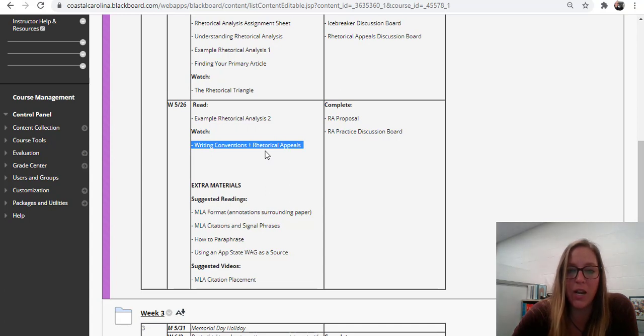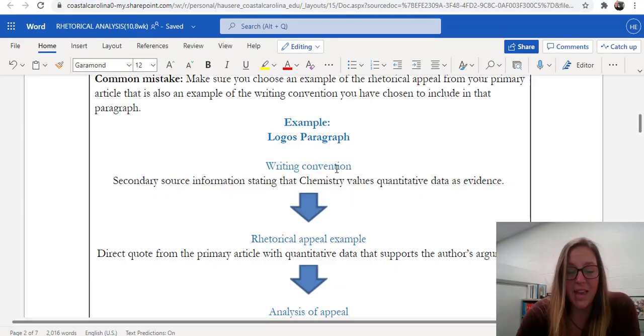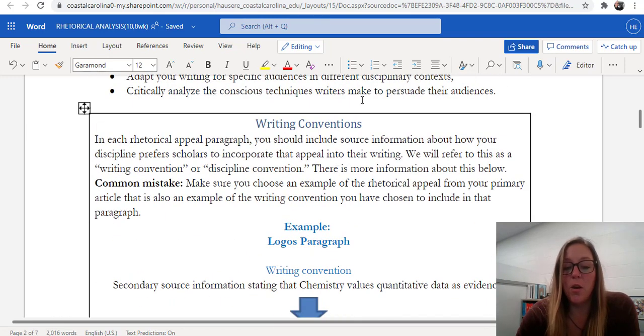So that's why we're trying to incorporate both an analysis of how well they use the writing conventions and how well they use the rhetorical appeals all into one paragraph. So I'm requiring that you find a writing convention that matches the rhetorical appeal. And if that doesn't make sense, please go back and look at this text box on your rhetorical analysis assignment sheet. And like I said, watch that writing conventions and rhetorical appeals video.